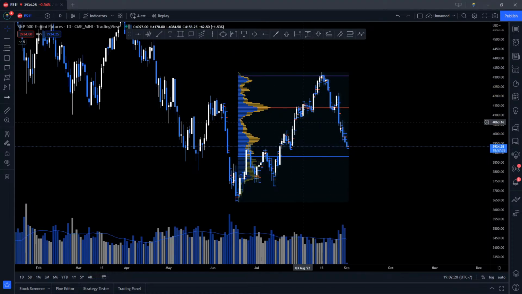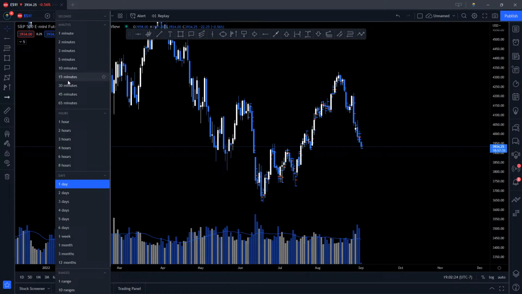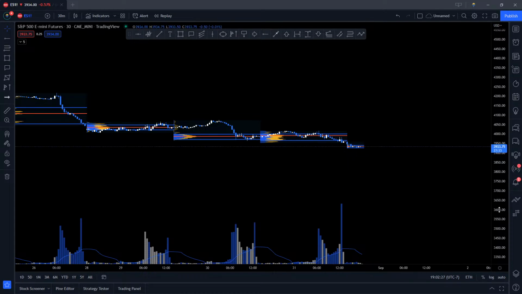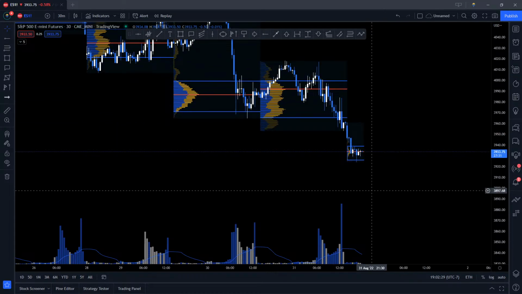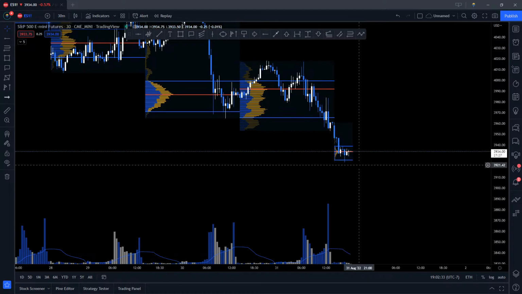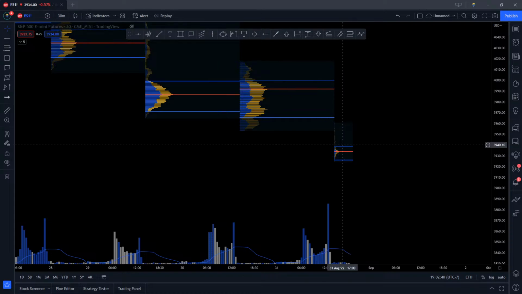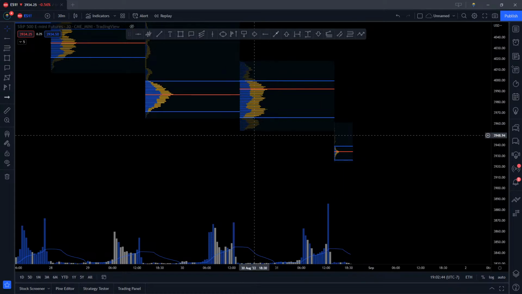So anyway, we'll get back to this fixed range volume profile in a bit, but we want to look at the 30-minute. This looks like a P, but this one's still forming since we're on futures. Yeah, we have a P forming here. This is a D. And I turn off my extended trading hours.